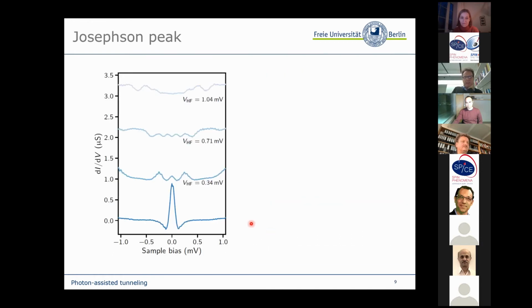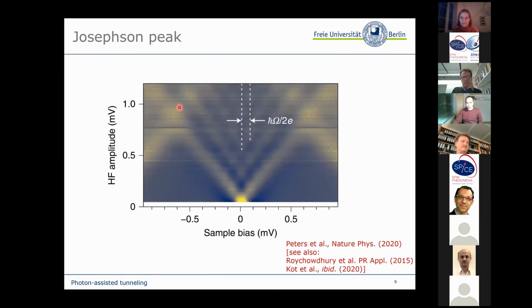Very similar experiments can be done at the Josephson peak. So now we're at low biases. This is the Josephson peak in the absence of any high-frequency radiation, and this peak also splits up into sidebands as one applies the microwave radiation, and one sees a similar V-shaped pattern. But now the spacing between these sidebands is no longer given by ħω, but by ħω over 2.